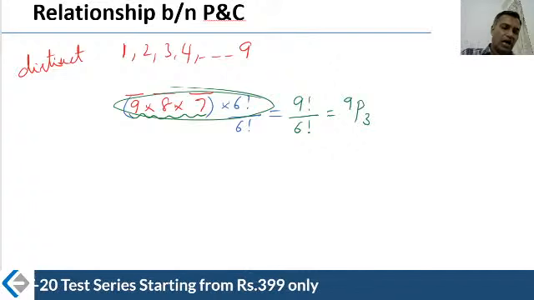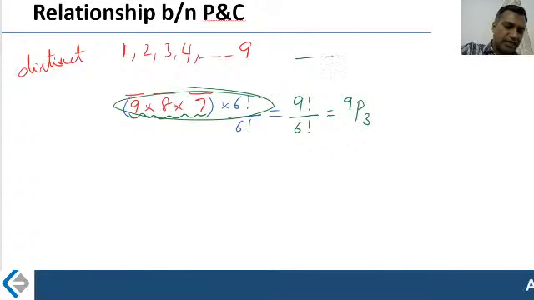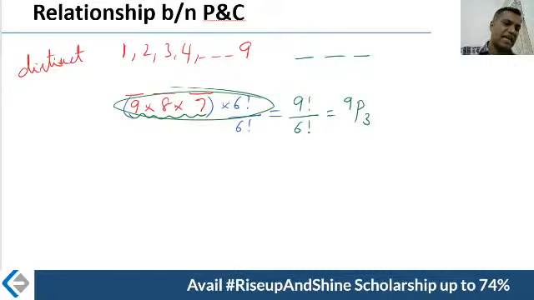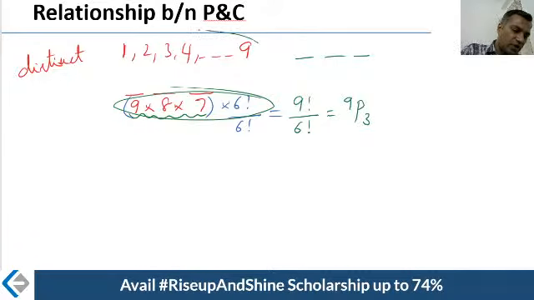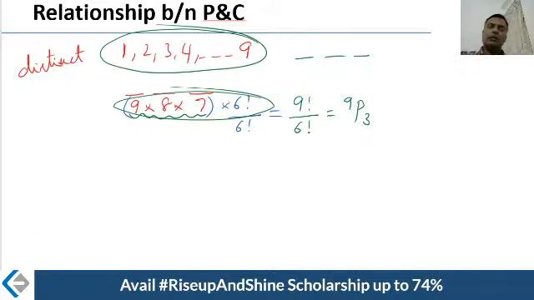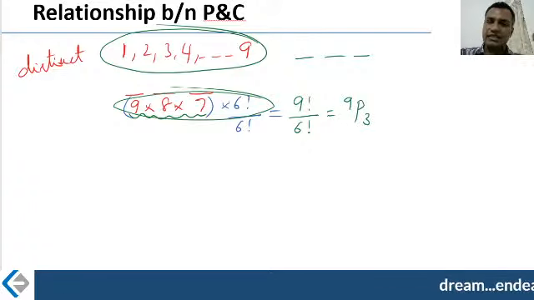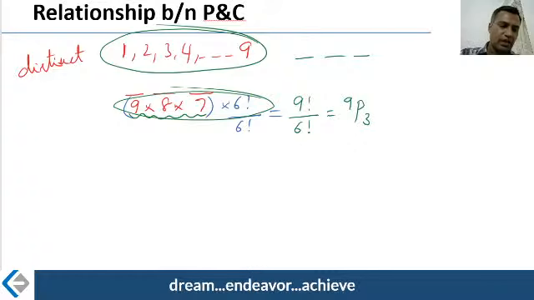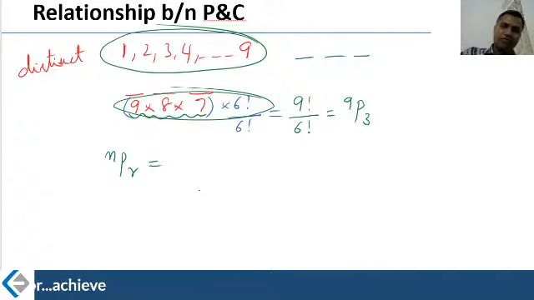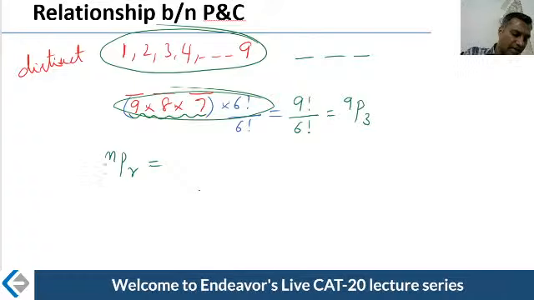That's nothing but the number of 3-digit numbers. How many 3-digit numbers with distinct digits can be formed by using the digits 1 to 9? This is your answer. You would have said that this is nothing but nPr. What is nPr, friends? nPr is the number of ways of selecting or arranging r things out of n different things.